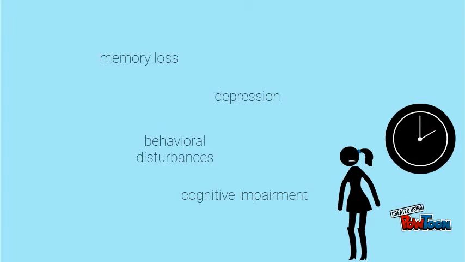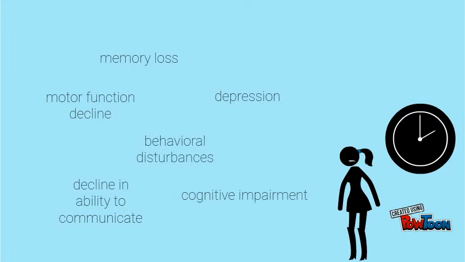While the process would seem clear-cut, it can actually take a long time to rule out many forms of dementia with overlapping symptoms and manifestations. Common areas of overlap include memory loss, depression, behavioral disturbances, decline in motor function, and impaired communication.